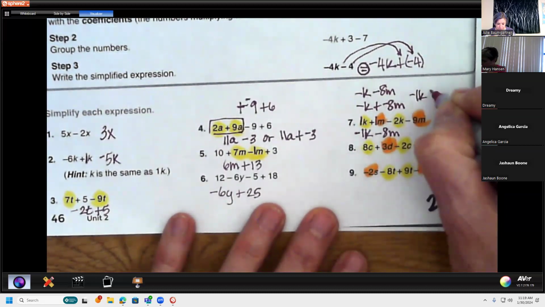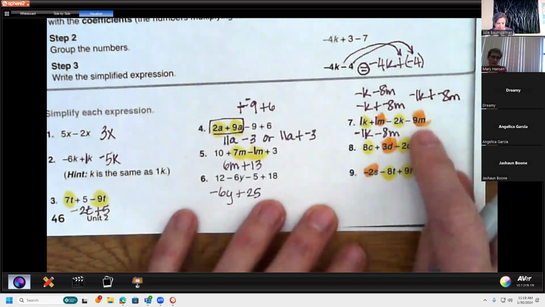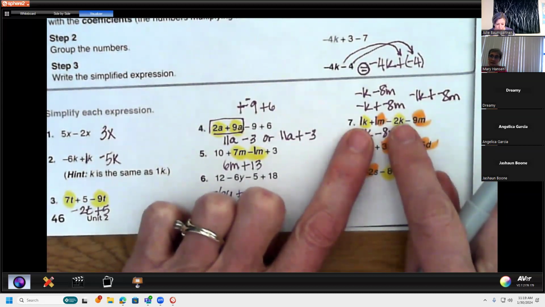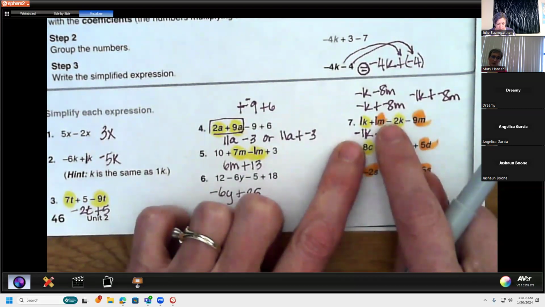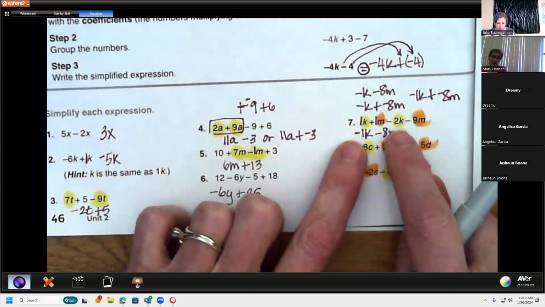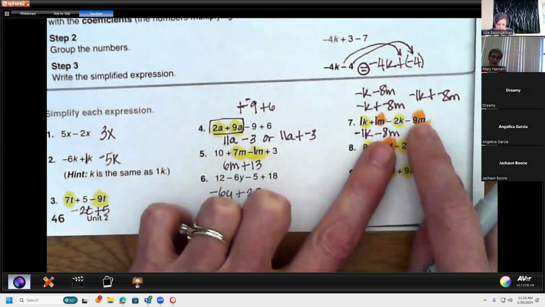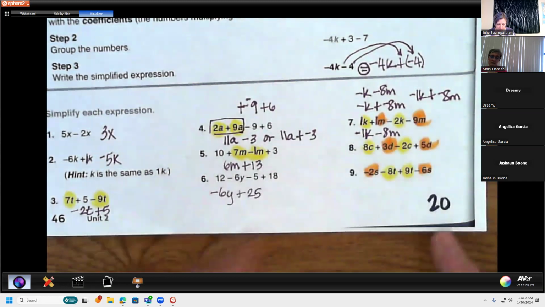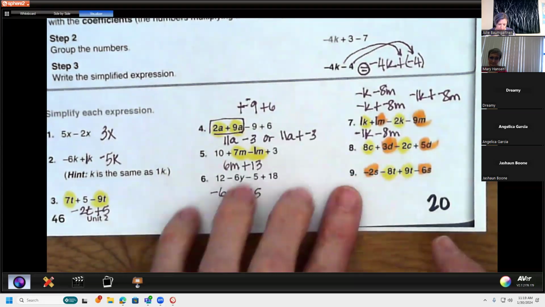Or -1K plus -8M. All these are equivalent, but I've put together the K's and I've done 1 minus 2 to get a -1, or you can change that subtraction to addition and make it a -2. And then I have 1M subtract 9M, which leaves me -8M.